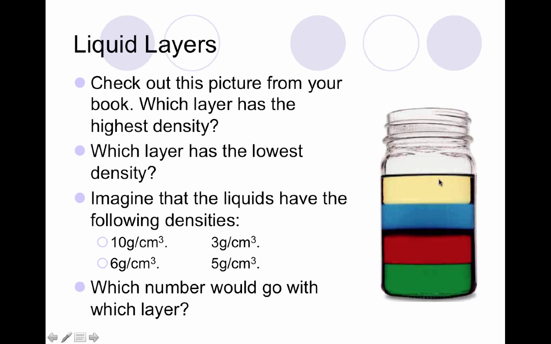Here's a picture of some densities over here. Again, the highest densities will go to the bottom and the lowest densities will go to the top. Check out this picture. Which layer has the highest density? Which layer has the lowest density? Imagine that the liquids have the following densities: 10 grams per centimeter cubed, 6 grams per centimeter cubed, 3 grams per centimeter cubed, and 5 grams per centimeter cubed. Which number would go with each layer?